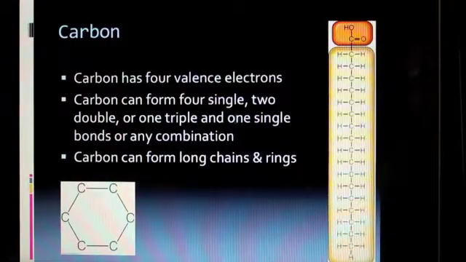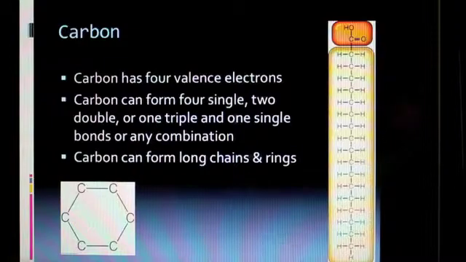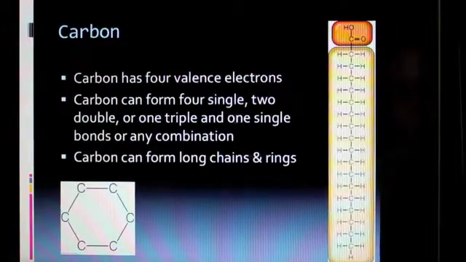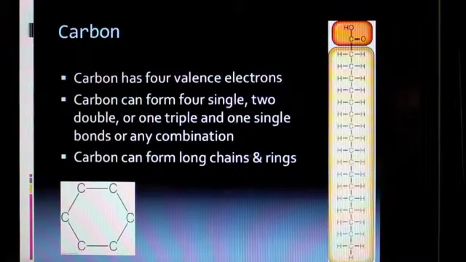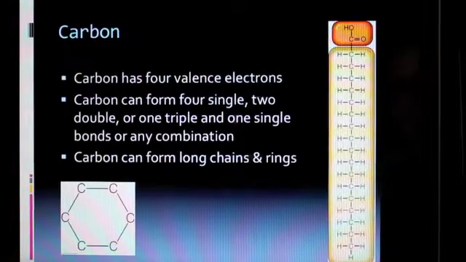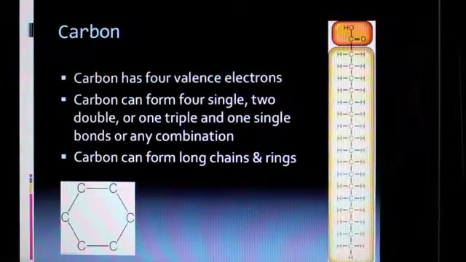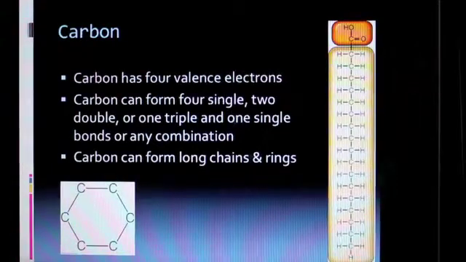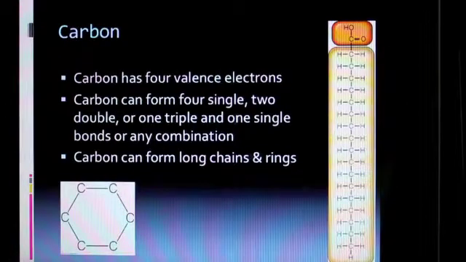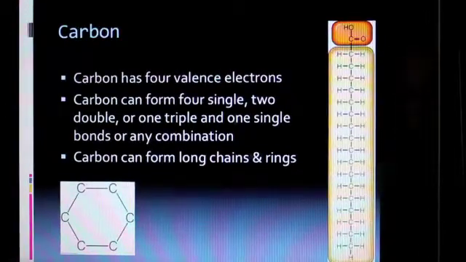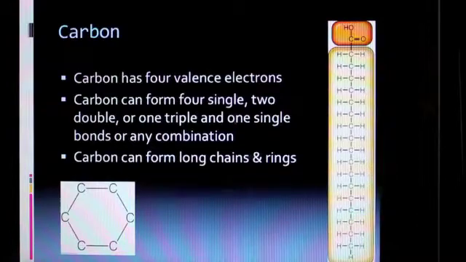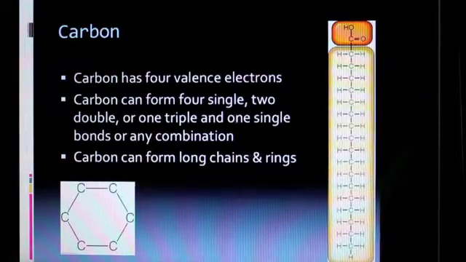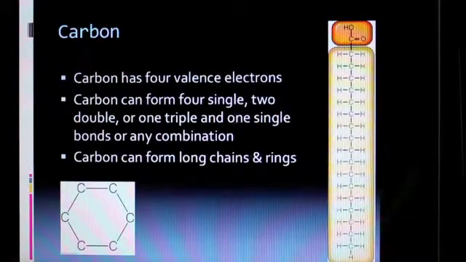So, carbon is another very special atom. We talked about how water is so important to life. Well, we also wouldn't be able to have life without carbon. Carbon has 4 valence electrons. This means that carbon can make 4 single bonds, 2 double bonds, 1 triple bond and 1 single bond, or any combination of those. So it's a really versatile piece.